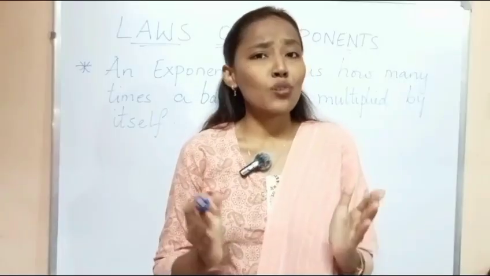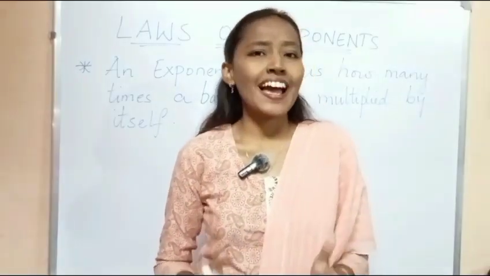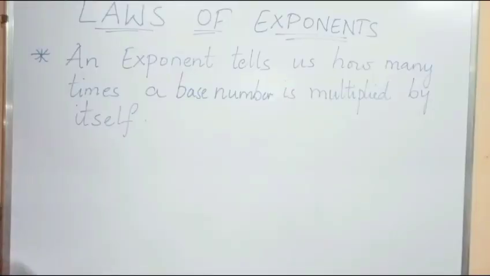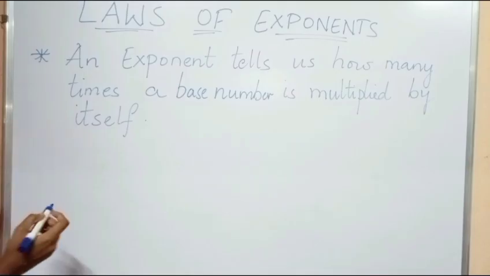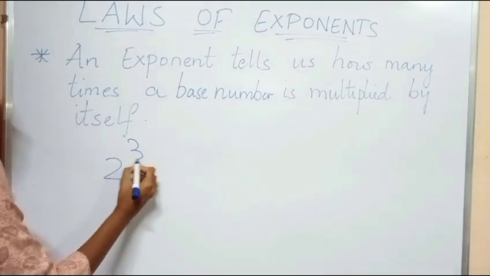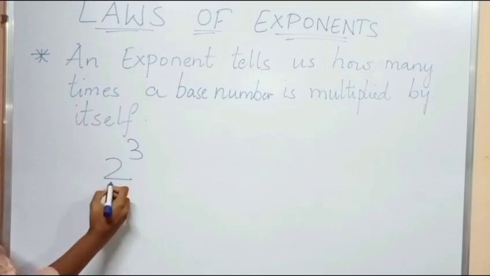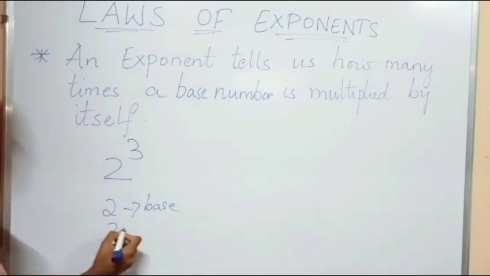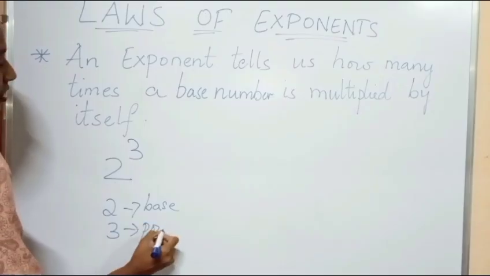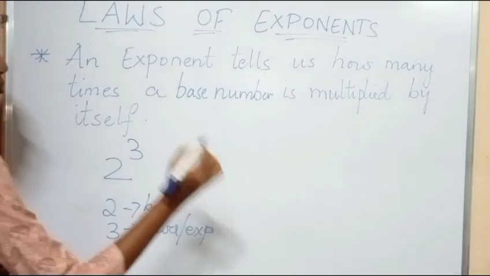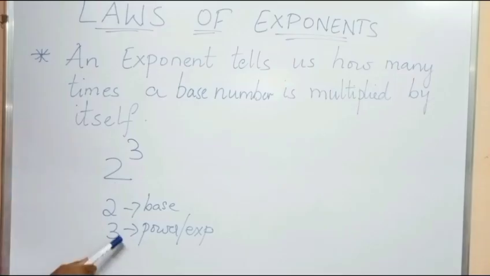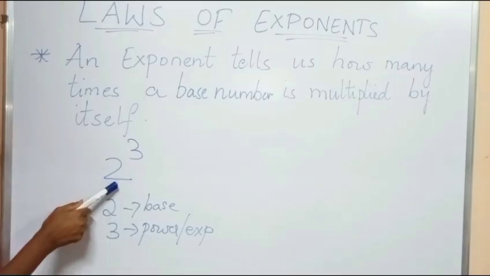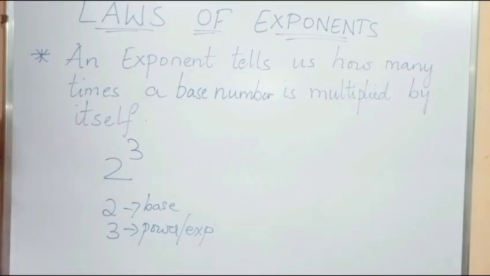Now, let's understand the meaning of exponent. The exponent is also called a power or an index. An exponent tells us how many times a base number is multiplied by itself. For example, 2 to the power of 3. Here 2 is the base, and 3 is the power or the exponent.